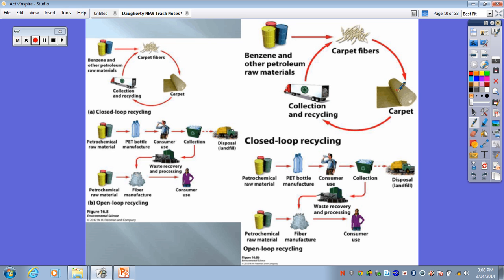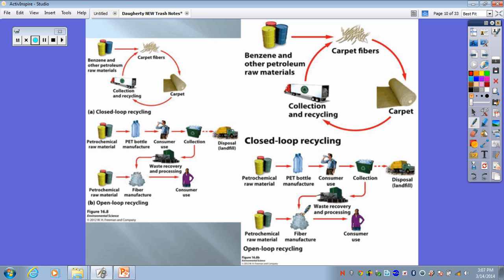Once that carpet is old and used up, we don't want it anymore, we could send it to a collection and recycling facility, and it could recycle those old carpet fibers into new carpet fibers to make new carpet. So that's closed loop, using old materials to make the same type of material over and over again.